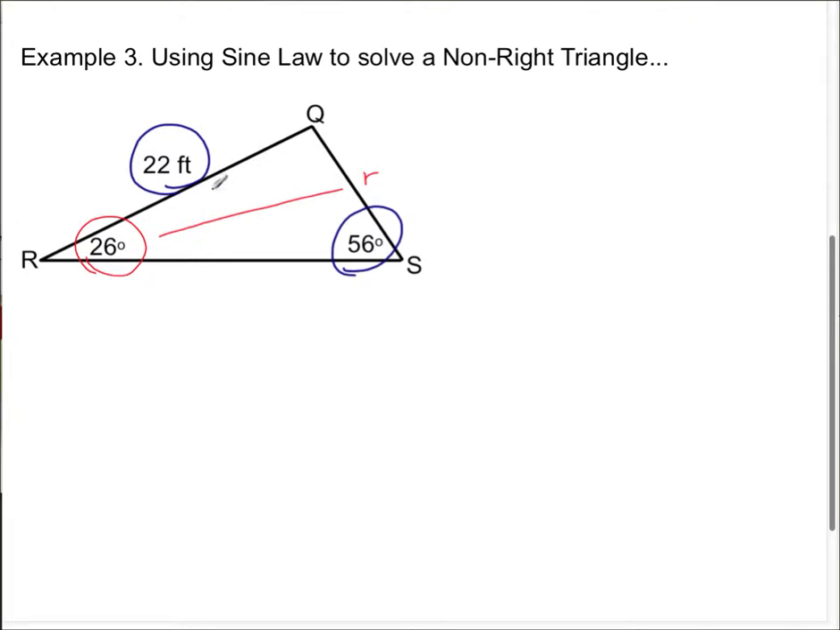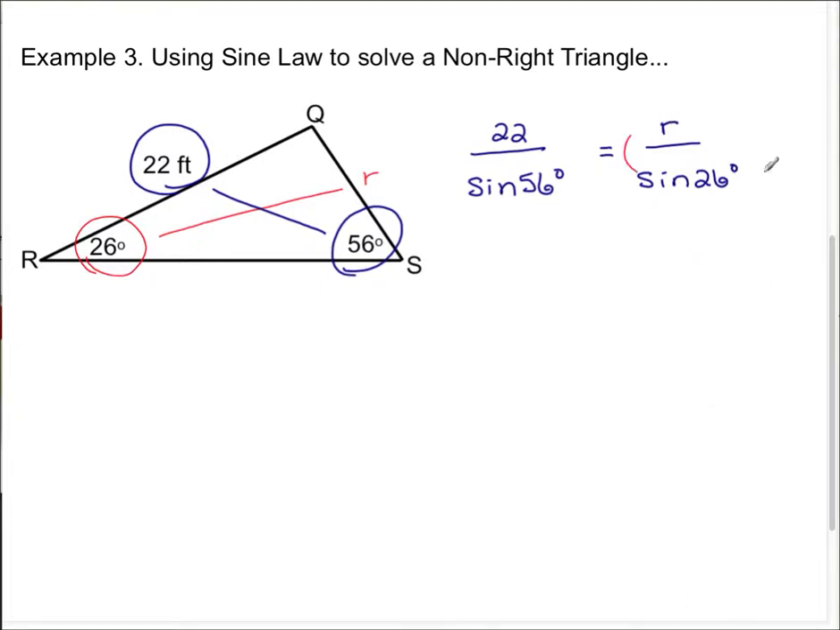I'm going to start by setting up this ratio that I have between here, and I'm finding a side. So I'm going to put the side on top. So 22 over sine 56 equals, and side on top, so r over sine 26. And you could have written that one first. You could put r over sine 26 and then equals this on the other side. It doesn't really matter. Now, how do I get r by itself?